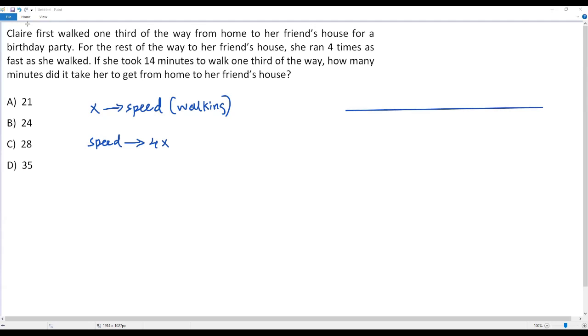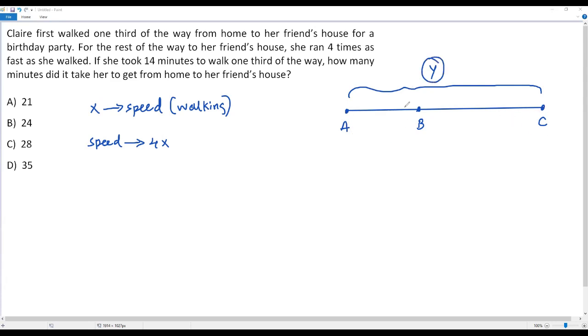Let me draw a line over here, and let me mark 3 points on this line. This is A, this is B, and this is C. Let me assume y is the total length of this line segment. The total line segment AC represents the distance from Claire's home to her friend's house, and line segment AB represents 1/3 of the distance. A represents Claire's home and C represents her friend's house.